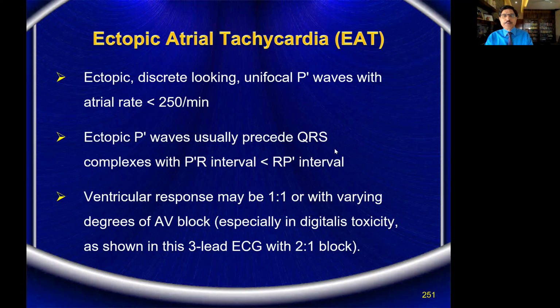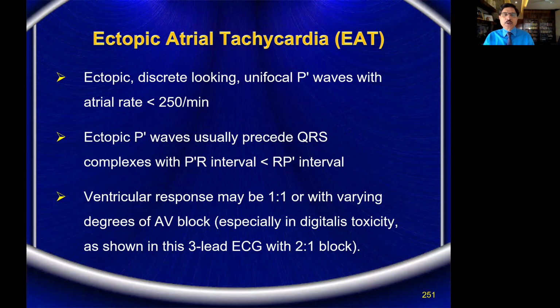Ectopic P waves usually precede the QRS because it is from the atria only they are coming. The QRS is due to ventricular activation. So the beat comes from the atria and then hits on the AV node and then produces the QRS later on. So the P wave is always preceding the QRS in a case of ectopic atrial tachycardia.